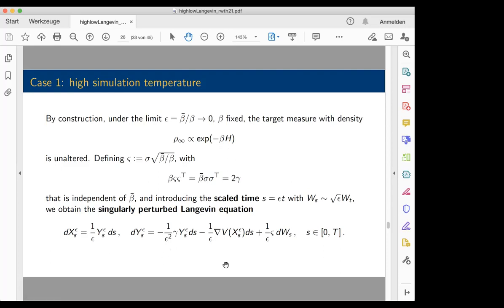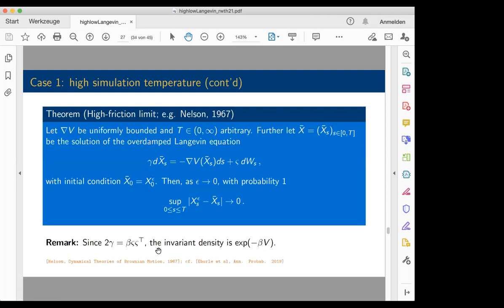And so if you have seen this already, this may look familiar, because this is exactly the scaling that you find if you take the overdamped limit of the underdamped Langevin equation. And if I send epsilon to 0 now, what happens is actually well known. The x component of this underdamped Langevin equation, which is mainly the component I'm interested in, because this is the component related to my positions and my potential V, converges to the solution of the overdamped Langevin equation.